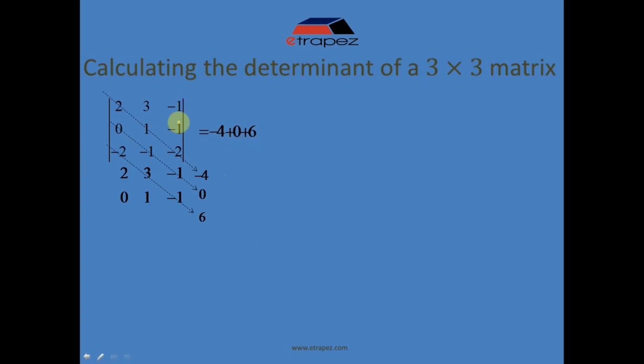Now, we multiply along these diagonals. Let's start. -1 times 1 is -1, times -2 is +2. I write the result here, changing the sign to -2. That's the rule. Next, along this diagonal, -1 times -1 is +1, times 2 is +2, and I write the result here, changing the sign to -2.